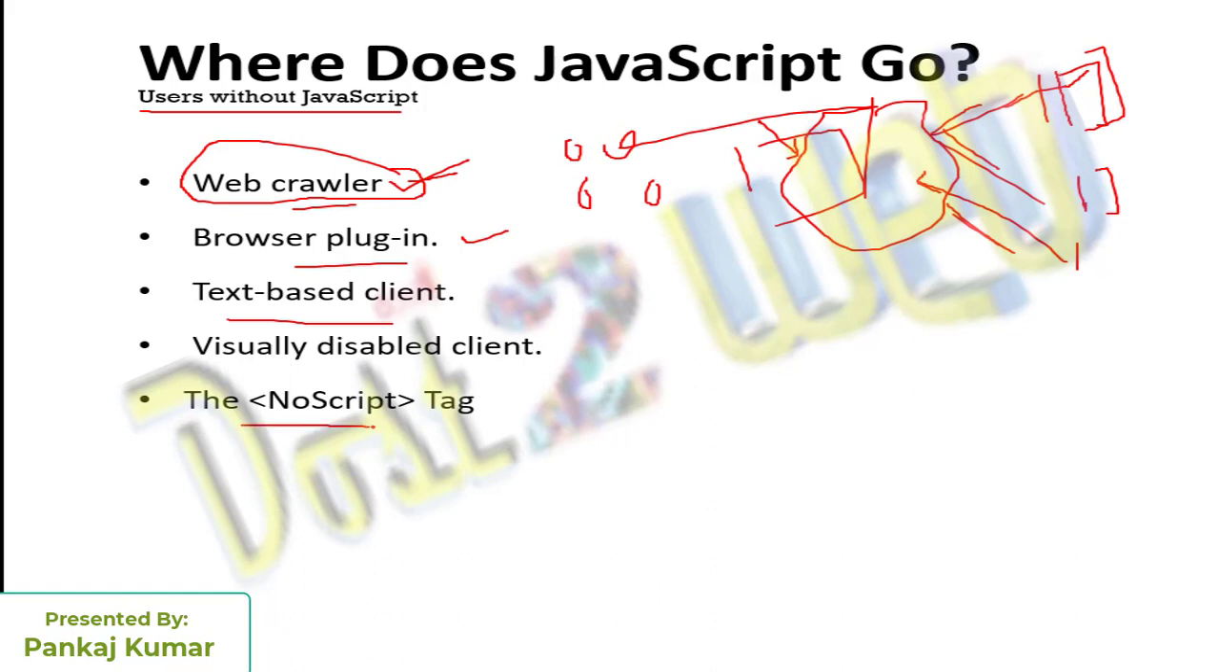And no script tag also. These are the places where users can be without JavaScript, because we are not writing the code. The code already exists there. We are just executing that. That's it.